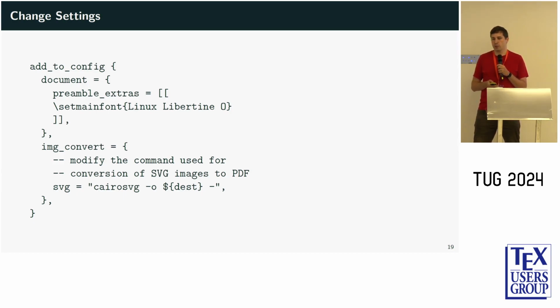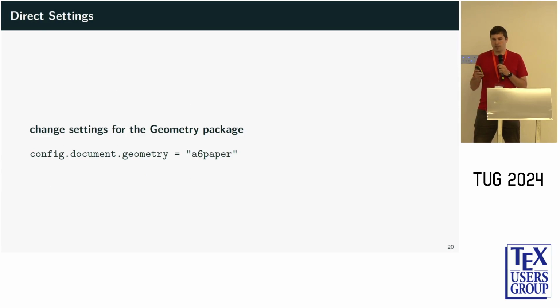So, for example, we need to convert SVG to PDF or PNG that can be used using LuaTeX, but you can also configure directly using the config table. But in this case, you should configure each option separately, because if you pass the table to the document table, you would overwrite the default settings.